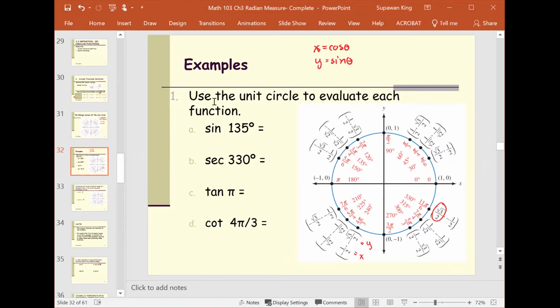Use the unit circle to evaluate each function. Sine of 135 degrees, which is in quadrant 2. Sine is the y value. So we get the sine of 135 degrees as 1 over square root 2.